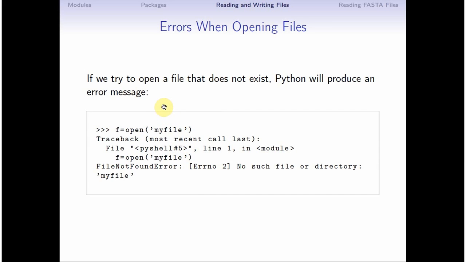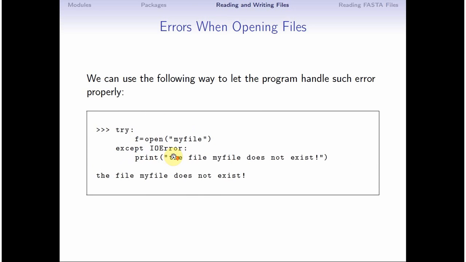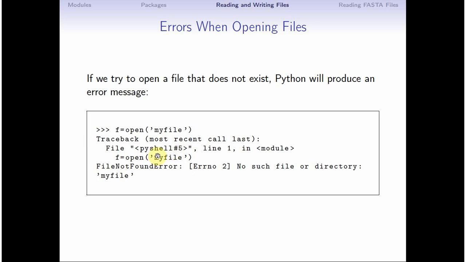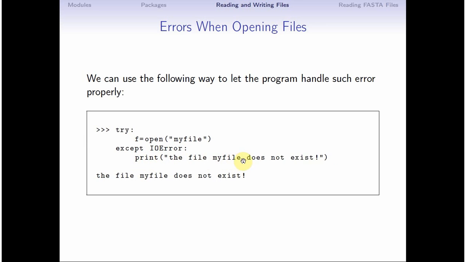However, if you want to open a file that does not exist, then it will produce an error. We don't want this error to always be produced. So what can we do? We can ask the program to handle such an error properly. When I have an error, you tell me properly. The function we will use is try. Try colon, F open. Except means when this type of error, IOError, IO means input output, comes out, then it will print: the file my file does not exist. So this will happen.